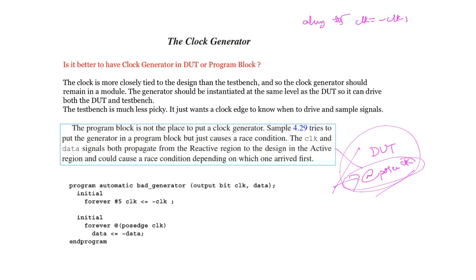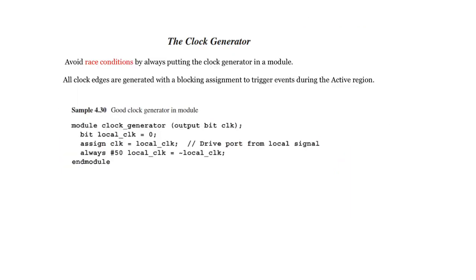So even if you can write the statements like this, these are not the proper way. Always use the clock generator statements in the DUT itself. The clock generator should be instantiated at the same level as the DUT, so that it can drive both the DUT and the test bench, and there will be no race conditions. Avoid race conditions by always putting the clock generator in the module. Module means DUT.